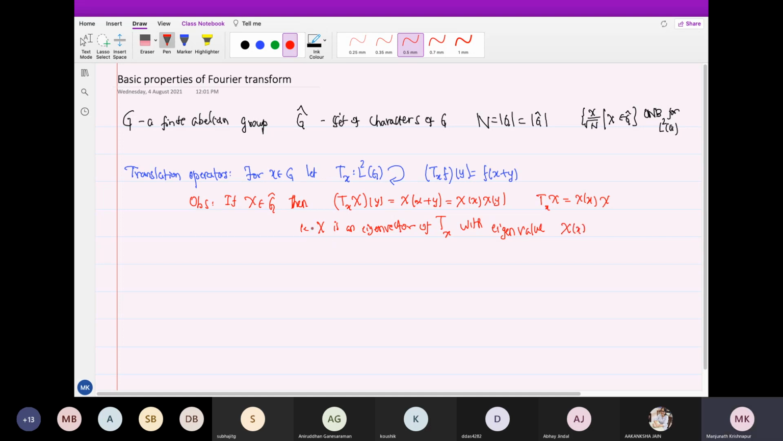I can call it an eigenfunction or eigenvector. I just called it eigenvector if you want to arrange it as a vector, but otherwise you can call it eigenfunction if you like, it doesn't matter. It's an eigenvector of this t_x and the eigenvalue is chi of x. You see that the same chi is the eigenvector. This is true for all x. So chi in G hat is a common eigenvector.